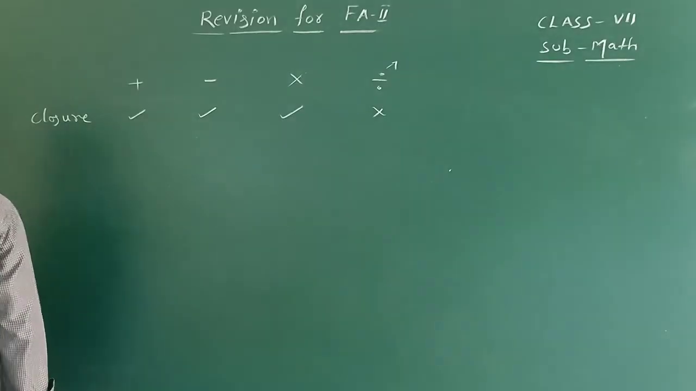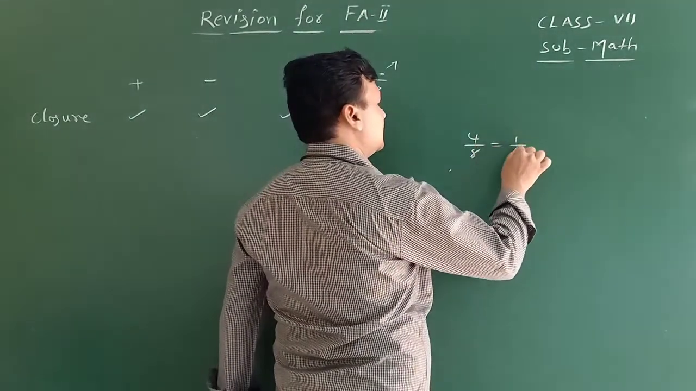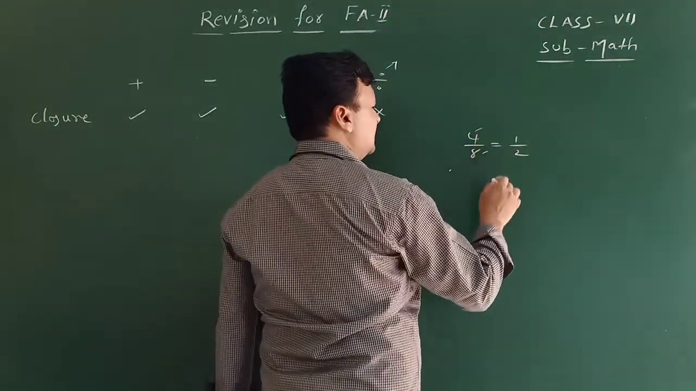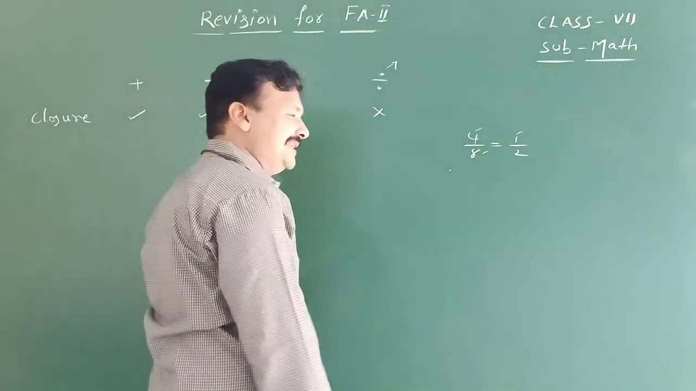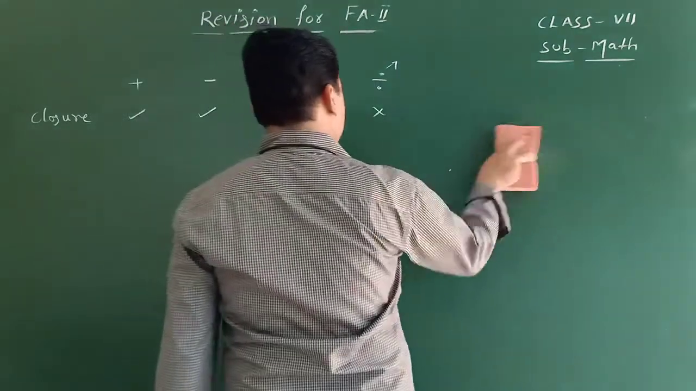The quotient of integers doesn't. Here, 4 divided by 8 gives the result 1 by 2. 4 is an integer, 8 is an integer, but the quotient 1 by 2 is not an integer. That's why for the division it fails.